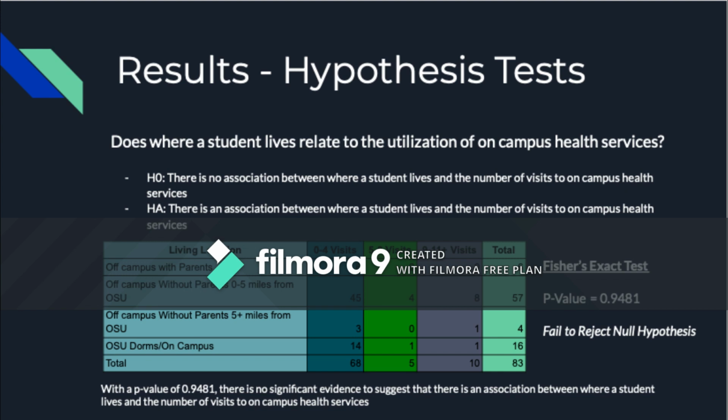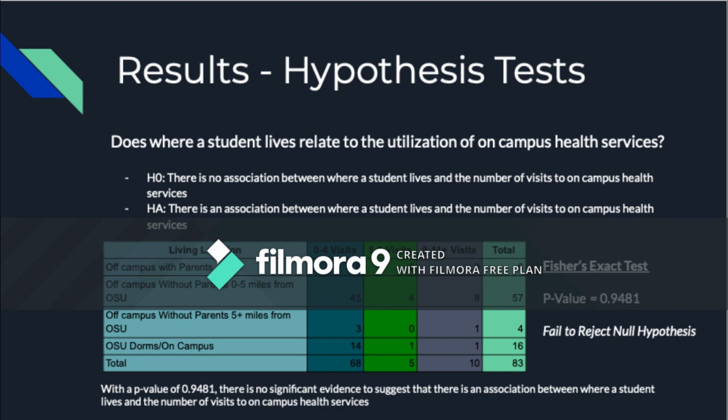We were curious as to whether or not where a student lives relates to their utilization of on-campus health services. Here we looked at the relationship between where a student lives, our independent variable, broken down into the categories shown here, including off-campus with parents, off-campus without parents, 0 to 5 miles from OSU, off-campus without parents, more than 5 miles from OSU, and OSU dorms / on-campus. And compare that to the number of visits they made to on-campus health services, our dependent variable, broken down into 0 to 4 visits, 5 to 8 visits, or 9 to 11 and more visits.